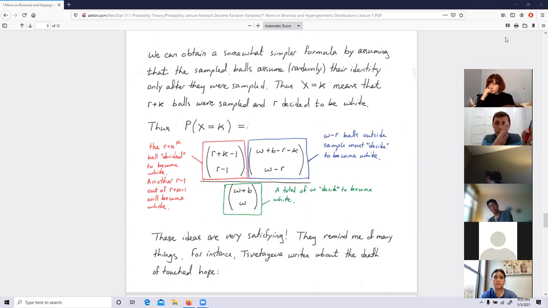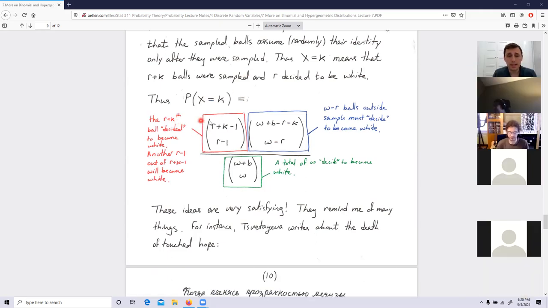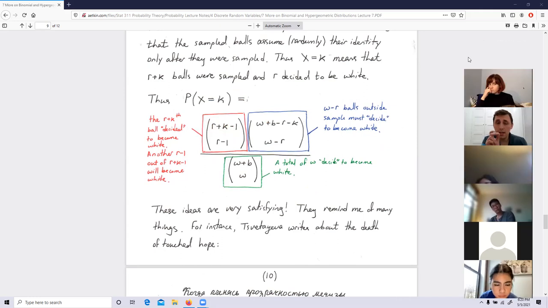Yes? And then in your sample, magically, it will happen that R of them will become white. Good? So R of them will become white, and the very last one becomes white. You see, we have basically R positions, right? So which of those positions of the R plus K positions become white? It's R plus K minus one, choose R minus one, because the last position has to become white for this to be a success, for this to be over. Do you understand?